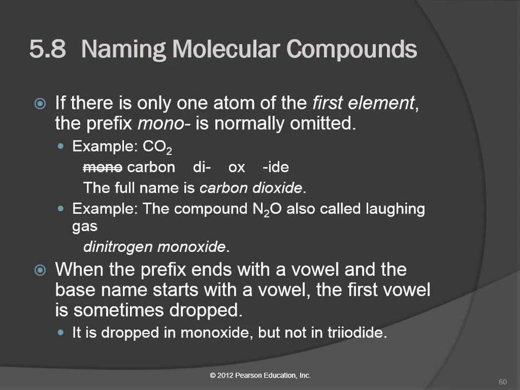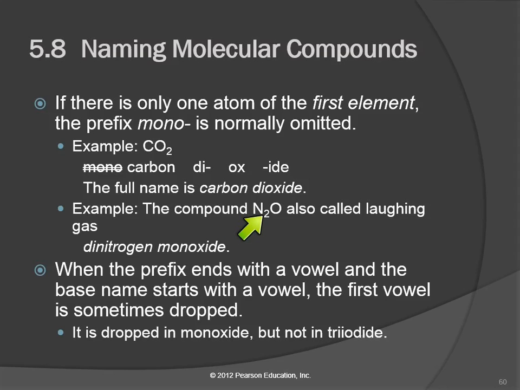Now, just continuing on with this bias against the number 1, if we have one of the first element, we skip the mono prefix. So if we're looking at CO2, the pattern would be a prefix telling how many carbons, so monocarbon, and then oxygen, there's 2 of them, and we're going to change the ending of its name to "ide", so dioxide. It would be monocarbon dioxide. But on the first element only, if there's 1, we usually leave mono off. So we're just going to call it carbon dioxide.